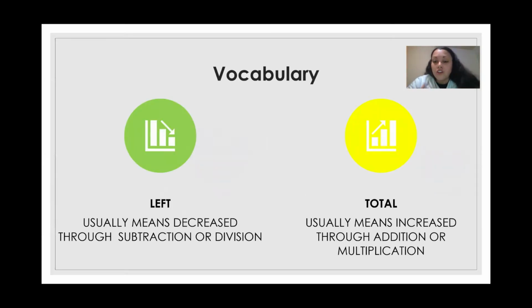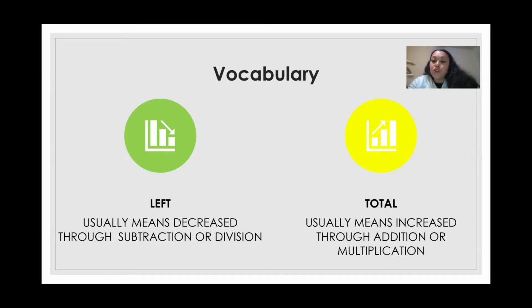Then there are words that are a little more ambiguous, meaning that they could go either way. So the word left, when you talk about something left over, this typically means something has decreased, right? If you eat a piece of pie, that means you have leftovers. It is less than the original pie. So this usually means subtraction or division. We know that division is really just repeated subtraction, so that makes sense why it's left over.